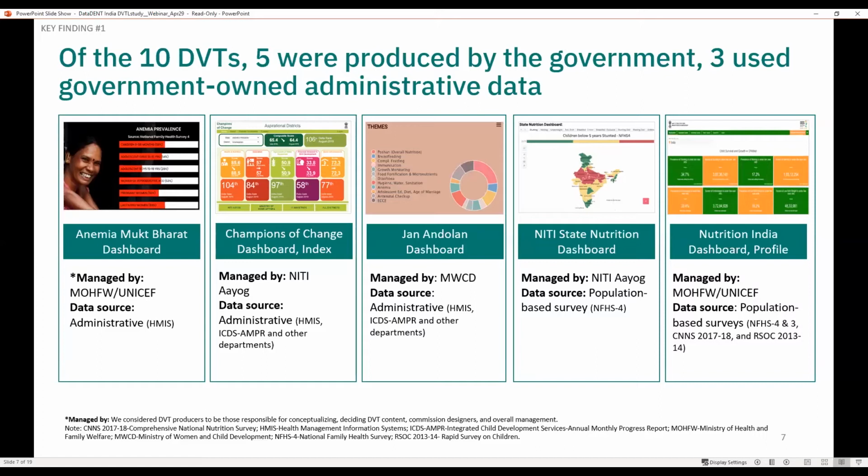Niti Aayog State Nutrition Dashboard, yet another, provides state and district-wide comparison on key nutrition coverage and outcome indicators using NFHS 4 data. And Nutrition India Dashboard aims to provide reference nutrition data to policymakers and program implementers. Just to add here in the slide, rarely do DVTs fall into one of the types of DVTs mentioned in the global presentation by Yashu, that is, for example, dashboard or scorecard or index. They often mix goals and features across the different types. For example, Anemia Mukt Bharat is a dashboard plus has profiles and scorecards as well.